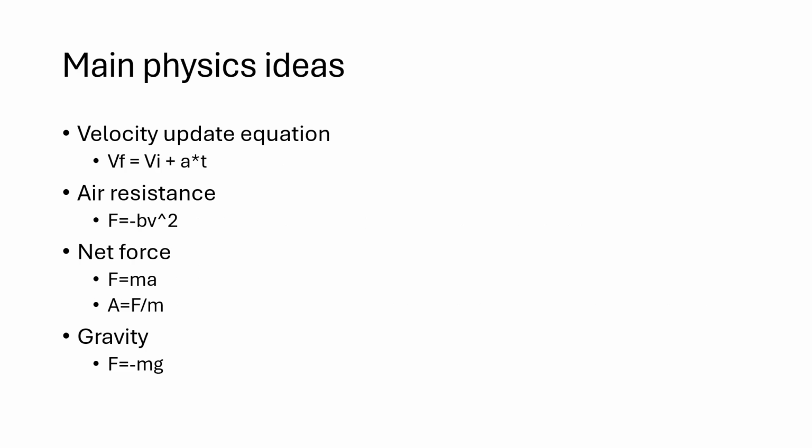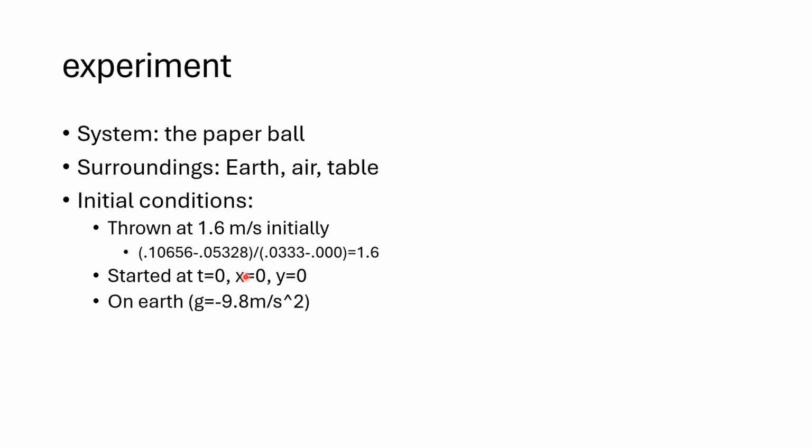The main physics: the velocity update equation, I used this in my GlowScript. We used it in my GlowScript because it's update velocity, right? Acceleration is just force divided by mass because F equals ma. And then air resistance, this is the equation we were given. And I found B later in the thing.